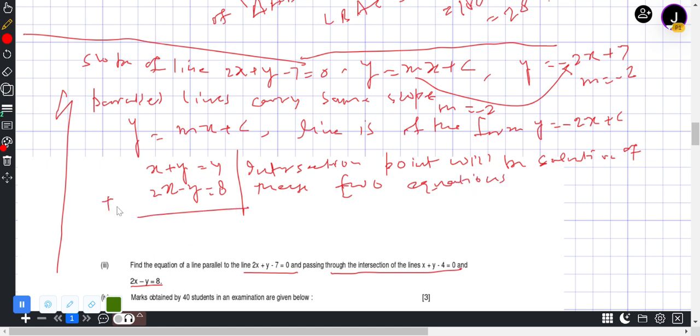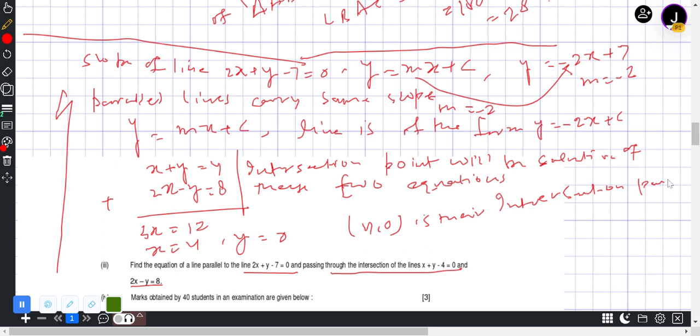Let's add them up. y gets cancelled out, so we get 3x is equal to 12. That means x is equal to 4. Put x is equal to 4 in any of the equations, and we get y is equal to 0. So (4, 0) is the intersection point. Now (4, 0) is the point through which our line y is equal to minus 2x plus c is passing. So y is equal to minus 2x plus c passes through (4, 0).